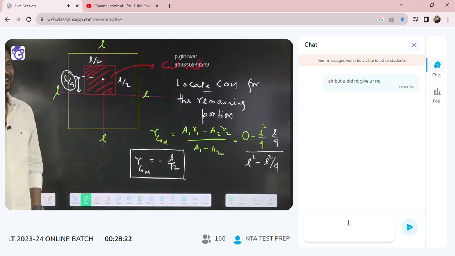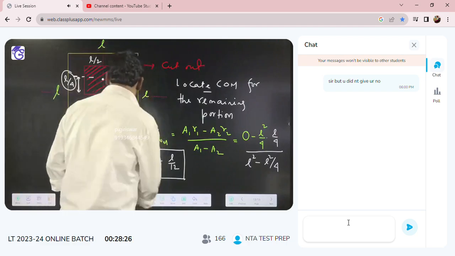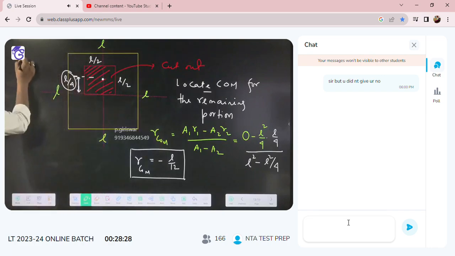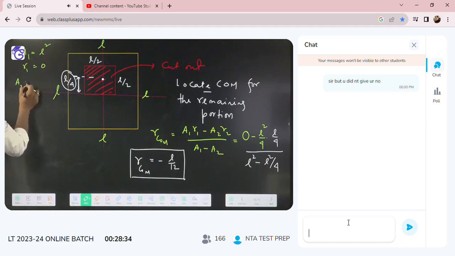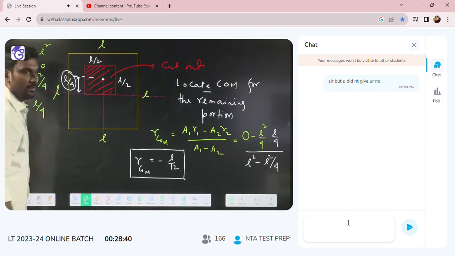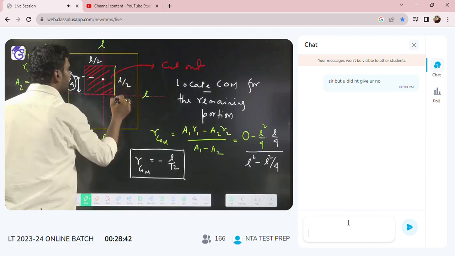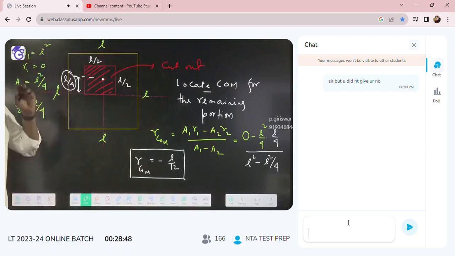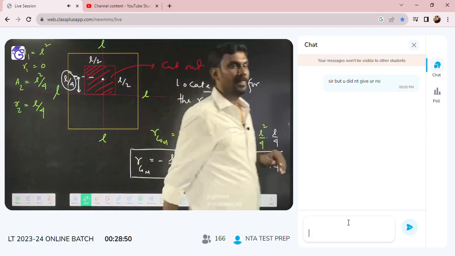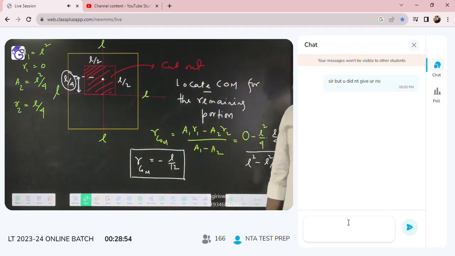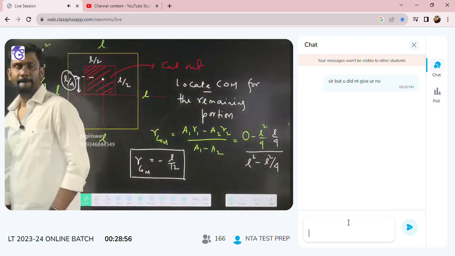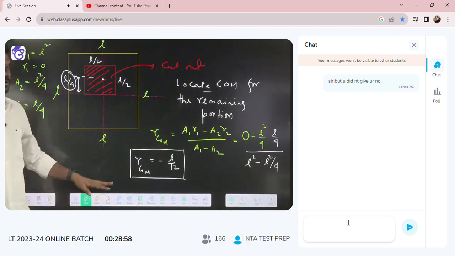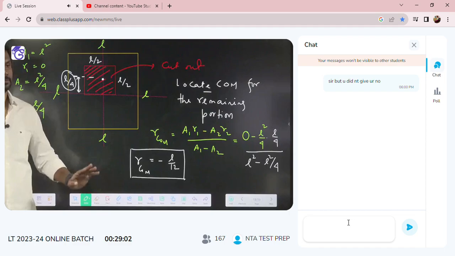So minus L by 12. Is this point clear to all of you? I'll quickly note down the values here so that you don't get confused. A1 equals L square, R1 is at 0, A2 is equal to L square by 4, and R2 is equal to L by 4. Why L by 4? Because this is L by 2, half of L by 2 is L by 4. I hope this is clear to everyone. Yes, Shruti. Good. Clear to everyone, all of you? No doubt here. Totally clear.